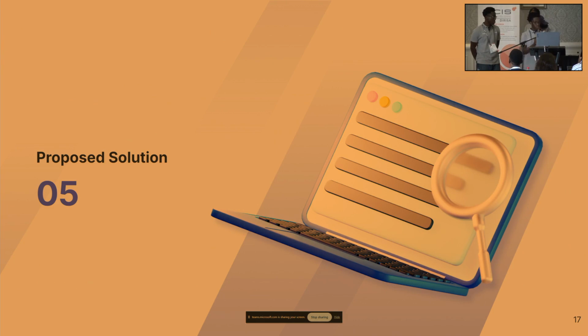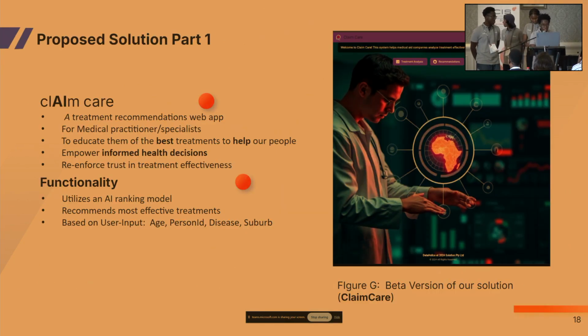So I'm just going to run you through the proposed solution we have. Our proposed solution is a claim care app, which focuses on treatment recommendation. It is a web app used by medical practitioners and specialists to educate them on what is the best treatment to help our people. It also empowers informed health decisions and reinforces trust in treatment effectiveness. Its functionality is that it uses an AI ranking model which recommends the most effective treatments, based on user inputs such as personal ID, age, and geospatial data such as province, suburb, and town.